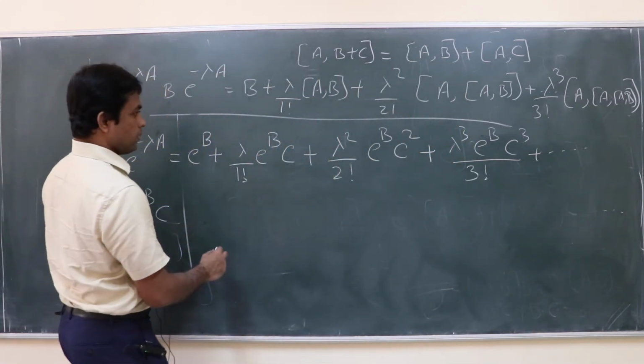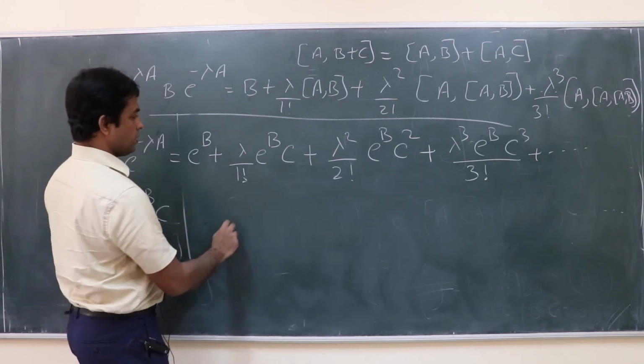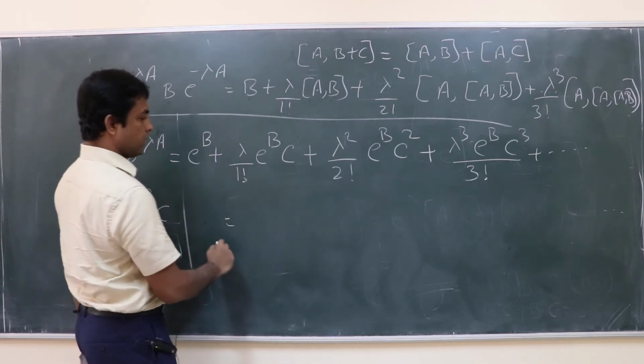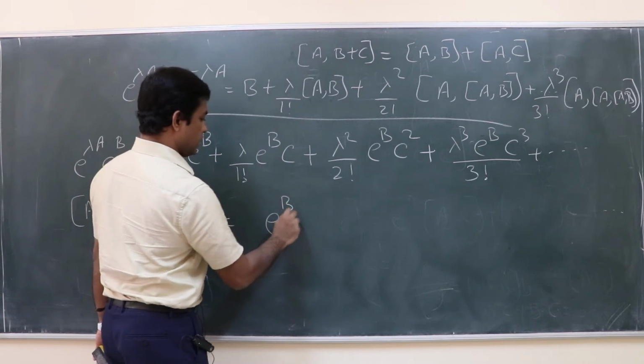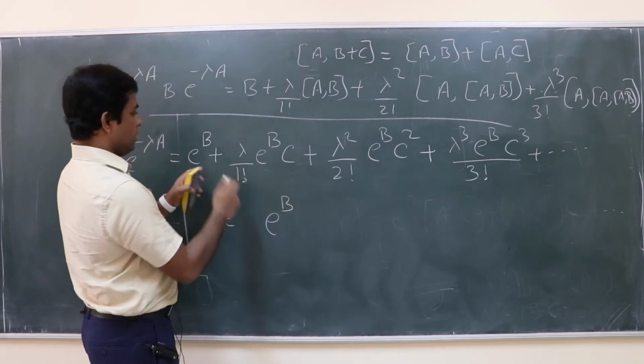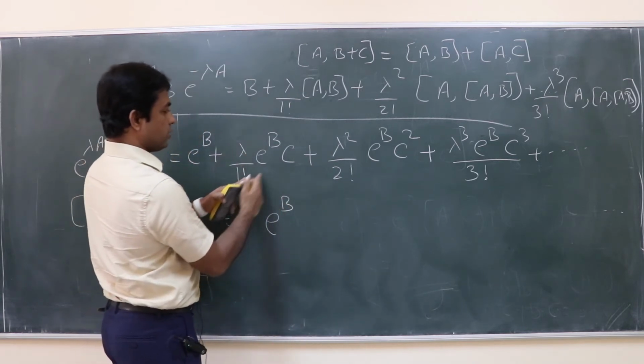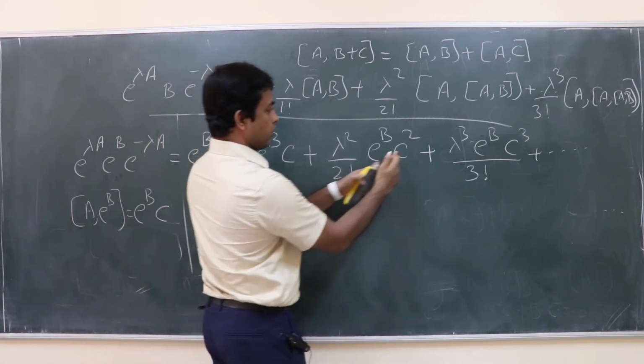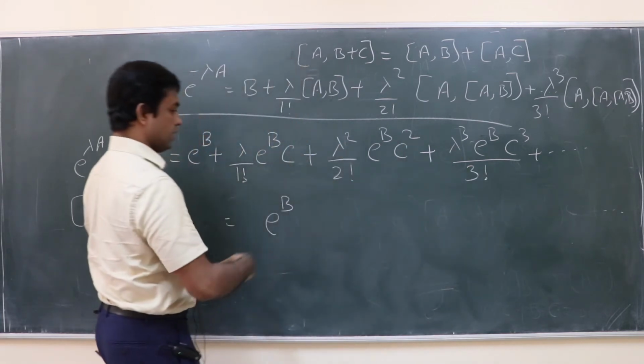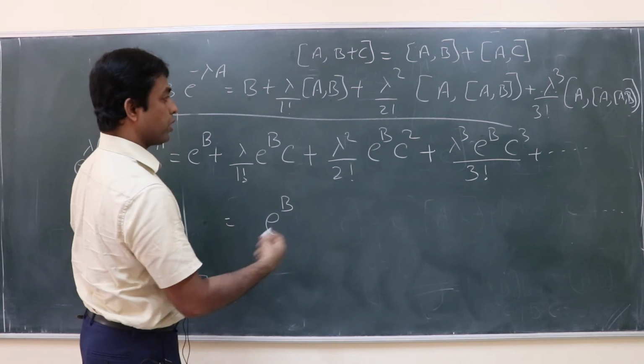Now this is a series, so I can take e^b outside. Then identity plus lambda by 1 factorial c plus lambda squared by 2 factorial c squared plus etc. That is an exponential series of e^(lambda c).